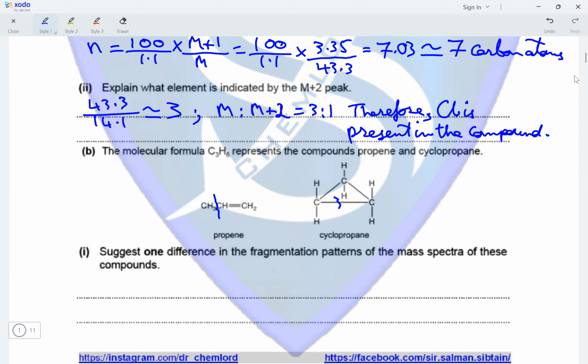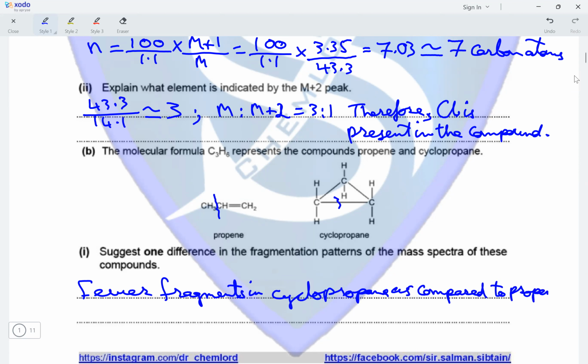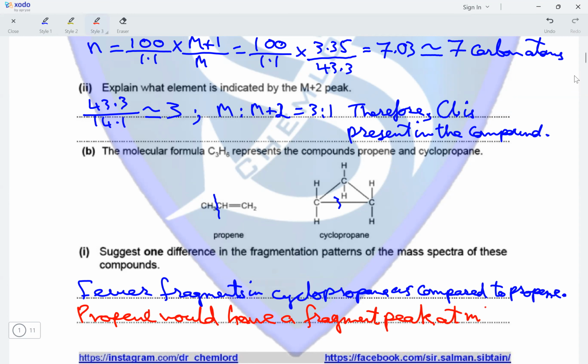So suggest one difference: fewer fragments in cyclopropane as compared to propene. And another thing that can be given as a difference is propene would have a fragment peak at m/e value of 15, corresponding to the CH3 group.